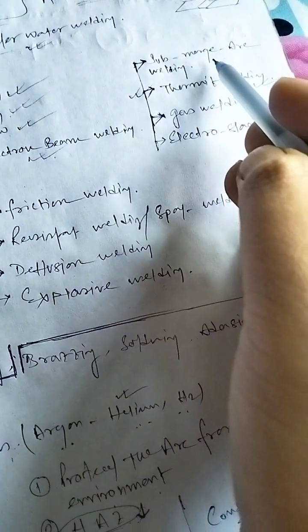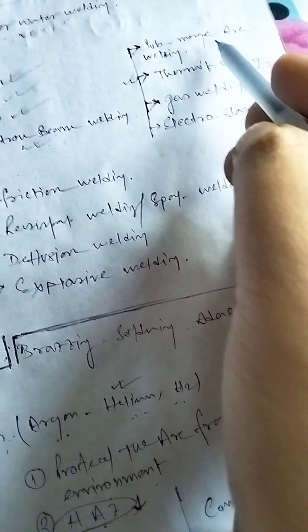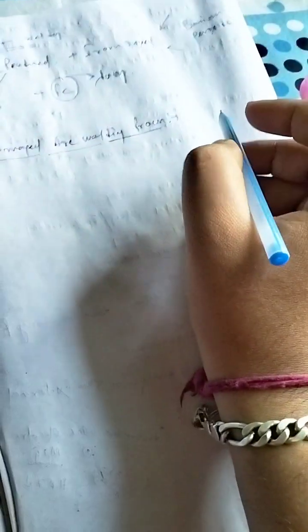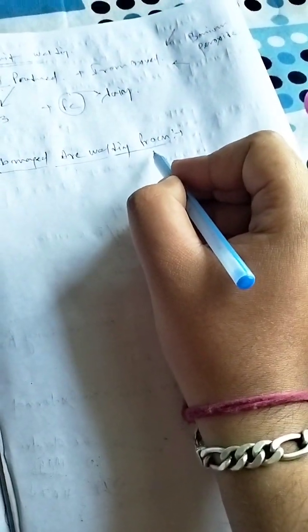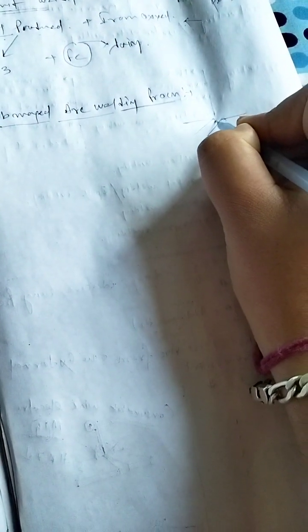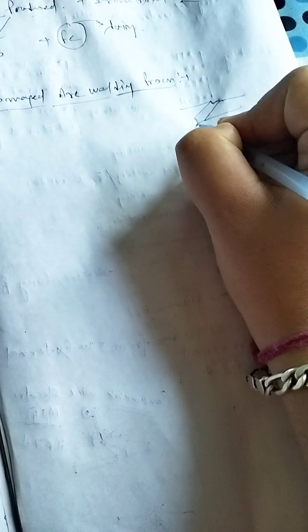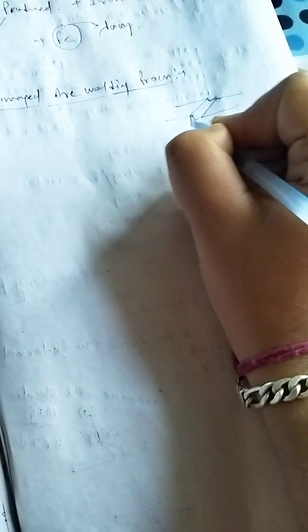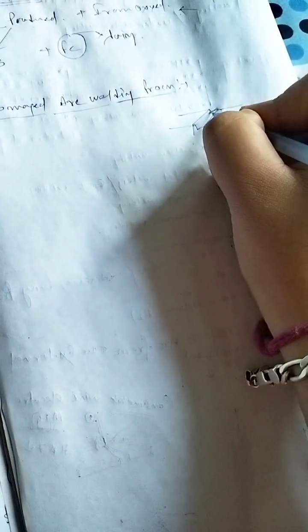Then the submerged arc welding process. Submerged arc welding is a very important welding process, because in this process the metal penetration rate, or we can say the metal deposition rate, is very high. So this is the main advantage.